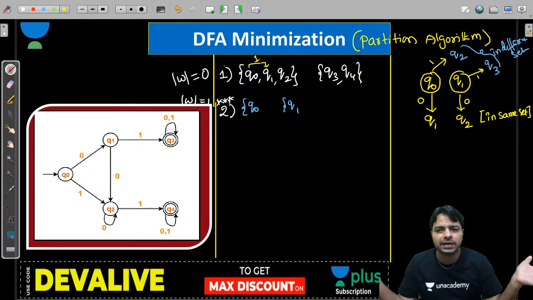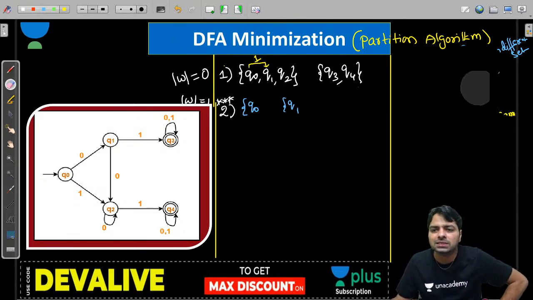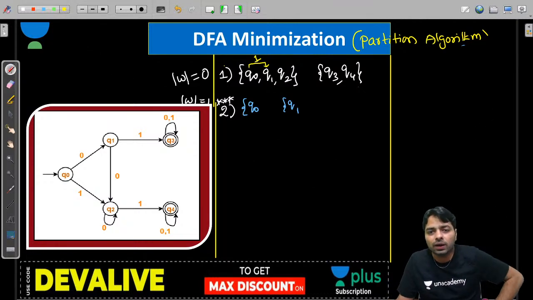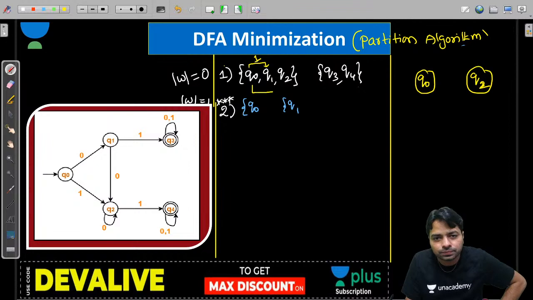I have separated because on 1 both are working differently. Is that clear now, guys? And in future we never need this comparison because already separated. If they are not separated, we require that comparison. We require. Now look at, guys. Now Q0, Q2, I will compare Q0 and Q2.